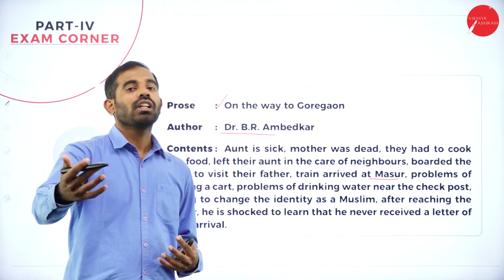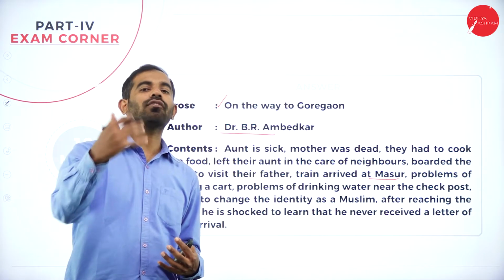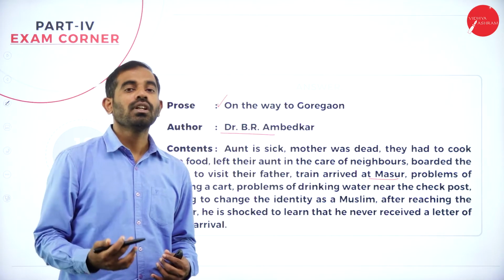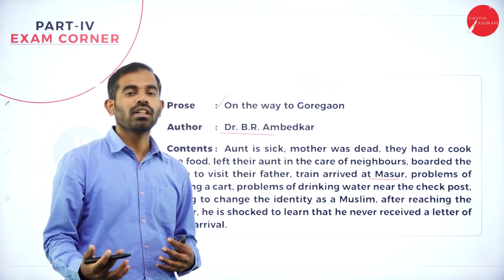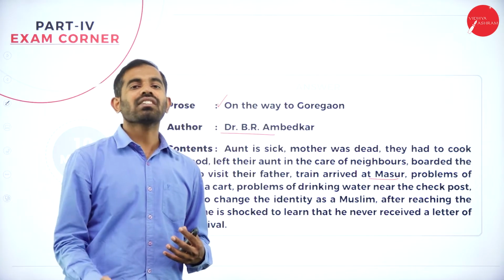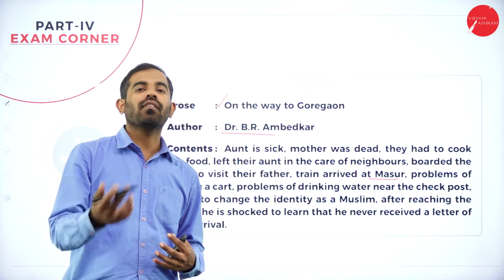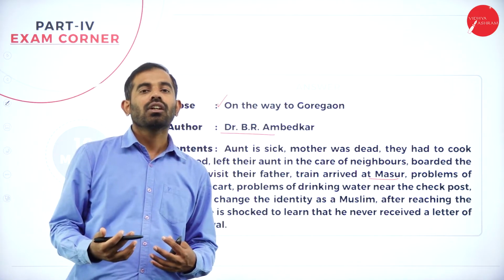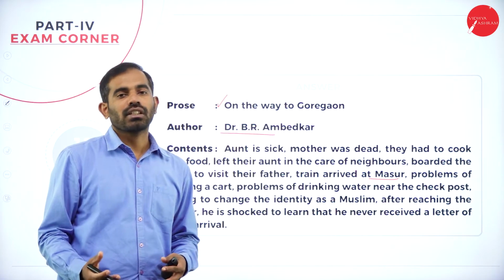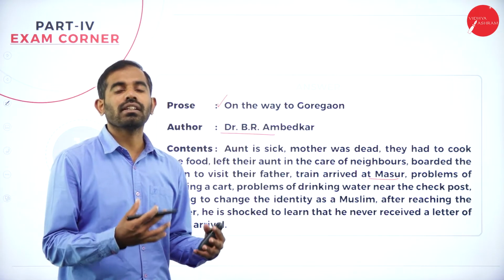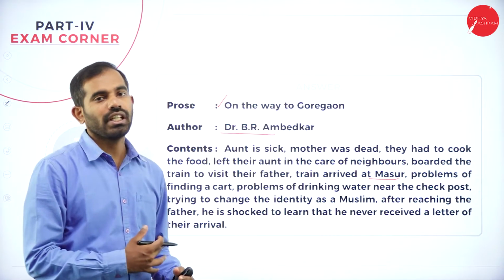And they reach the border where they have to cross, and the cartman tells them to go and talk to this Muslim Sahib so that he will give them some water. Ambedkar goes on to impersonate himself as a Muslim, but the official there will not give him water. So after reaching Gurgaon, his father, who is working as a cashier, is dumbstruck to learn that he has not received a letter. So that's how badly these people were treated in their lives.